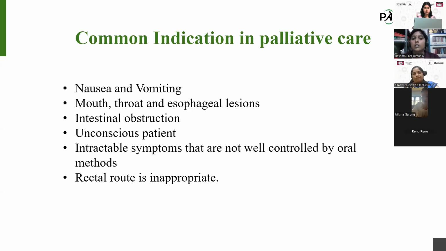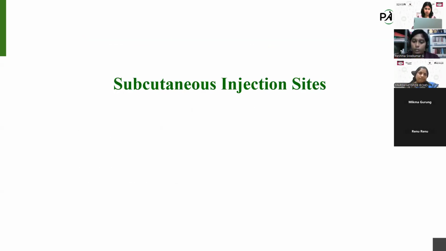And in oral cancers, throat and esophageal lesions, intestinal obstruction, and if the patient is unconscious, in those situations we can give subcutaneous. And what are the common subcutaneous injection sites? We know the common subcutaneous medicine we are using is insulin. Like that, we can give subcutaneous infusions or injections at all the insulin sites.